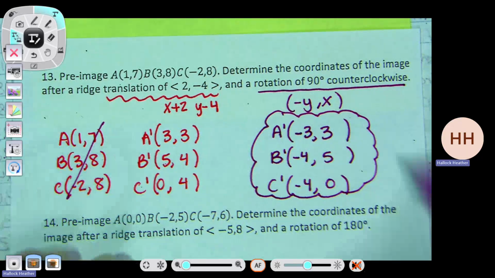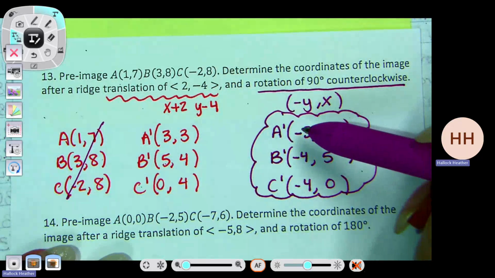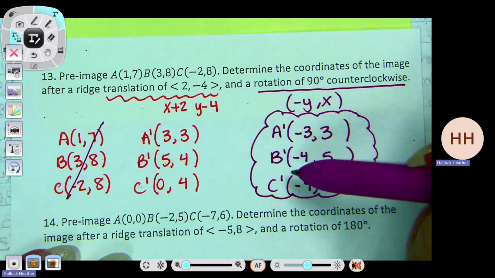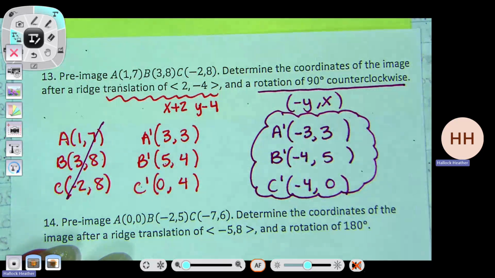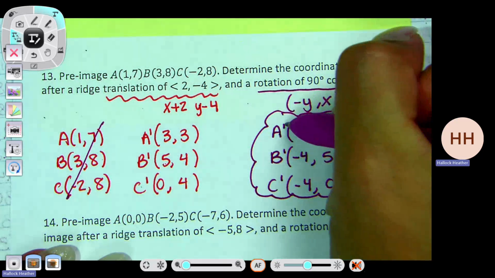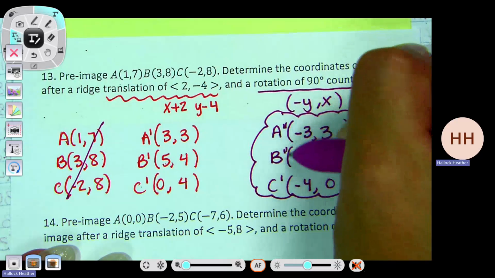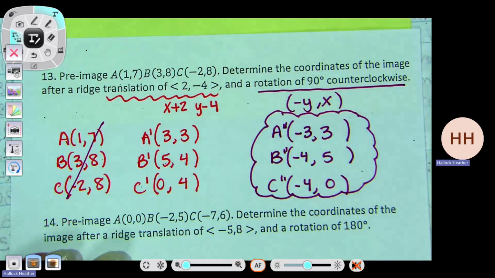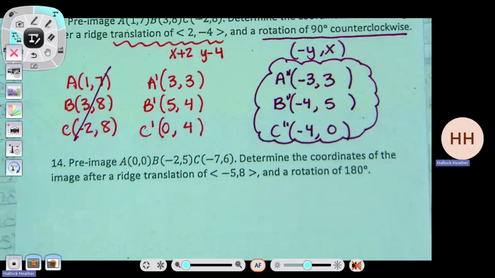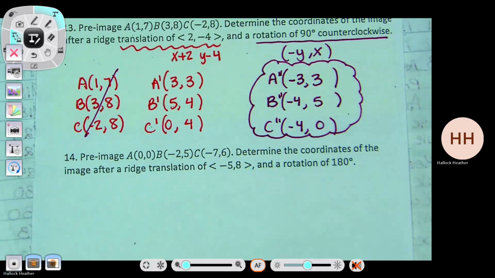Usually on the EOC, they won't put a double prime. It'll just be written like this, so that way it's the final translation. If you see the double prime, it just means there were 2 transformations. If you see single prime, it still wants the final one. So if you want to put double or single, it's fine. Try 14 real quick. So this is how it'll be on the EOC. They're not going to give you graphs.